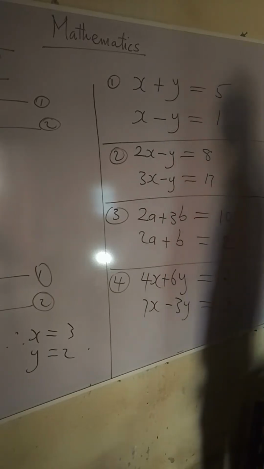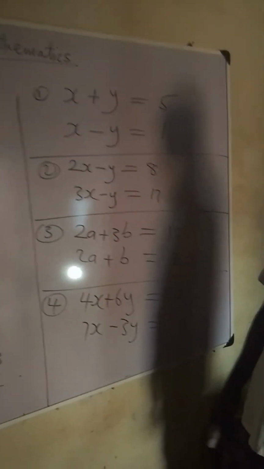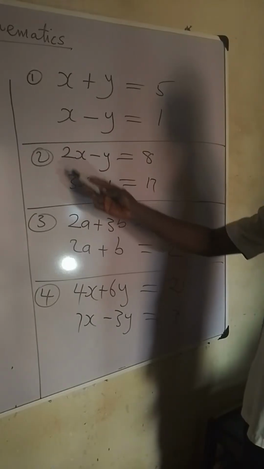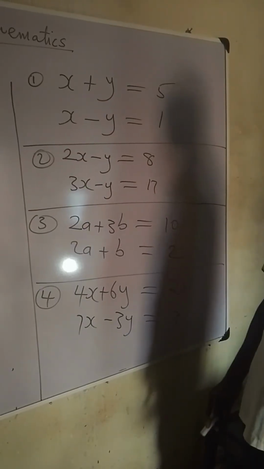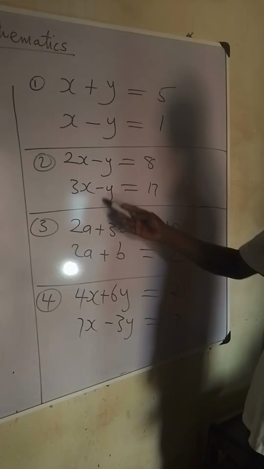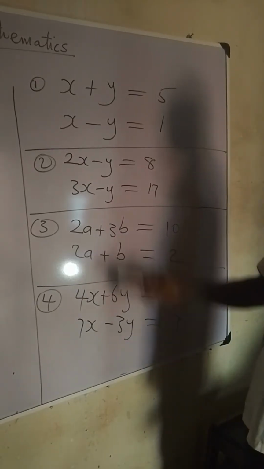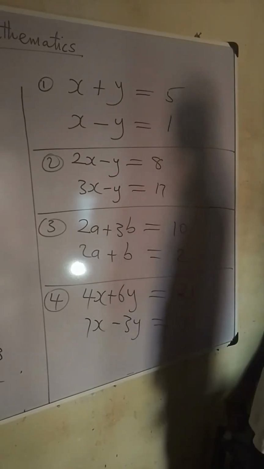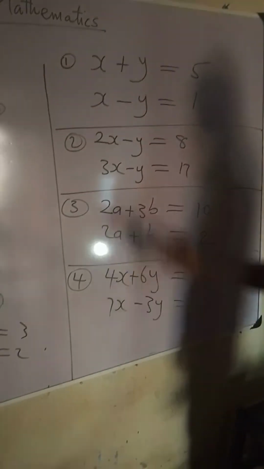Let's go to number 2. Do we have equal coefficient in number 2? In number 2 we have 2 and 3. All right, we have 1 and 1. So here we can eliminate y to solve x. Let us solve for number 2.